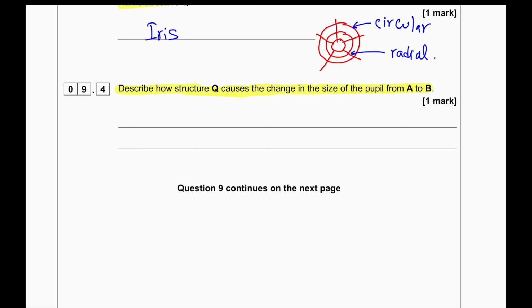Now, in order for the eye to go from A to B, which is in the contracted state, compared to A, where the pupil was larger, so from the larger to the smaller one, the circular muscle must contract.